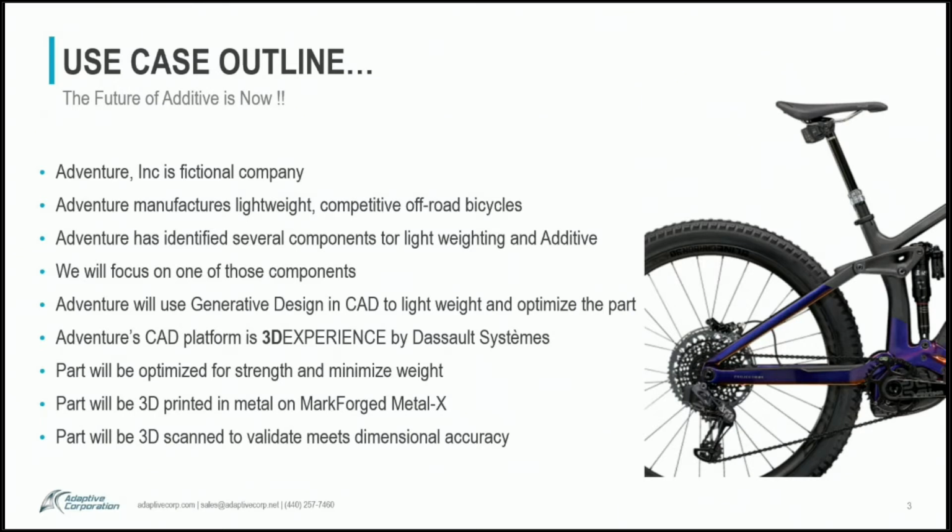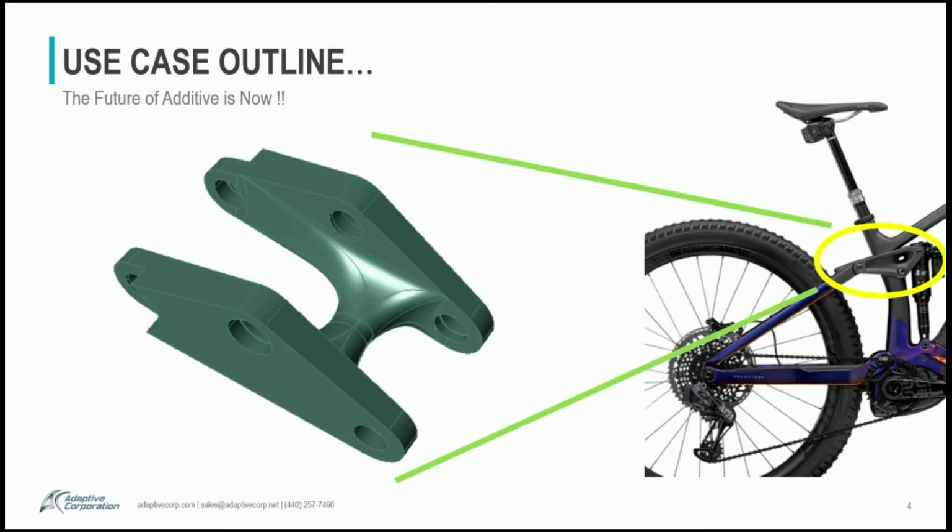So how do we do that? What does that process look like? The part that we've identified for our use case is this component of the bicycle. It attaches the frame to the back end of the bike, and it's attached to a shock absorber. So it's a pretty critical component. The component here in green that you see is the way that the part is manufactured today, subtractively. So what we're going to do is explore the process of creating this part additively and reducing the weight of the part.